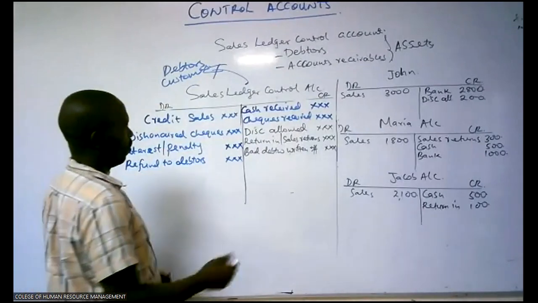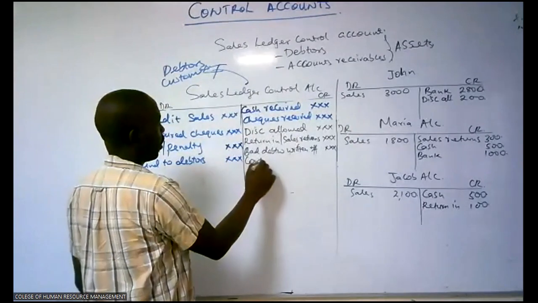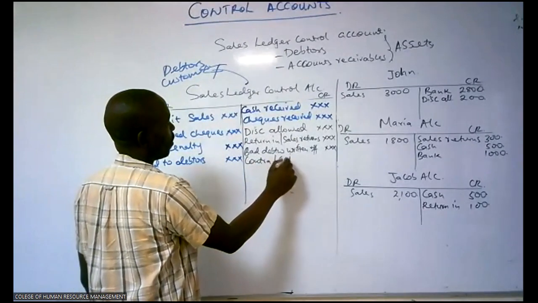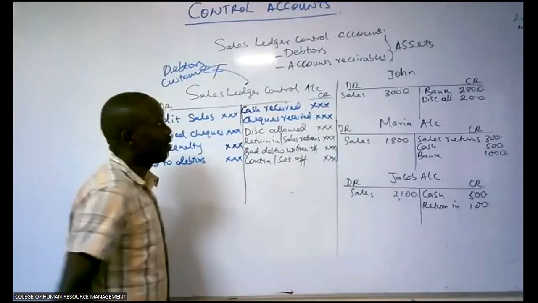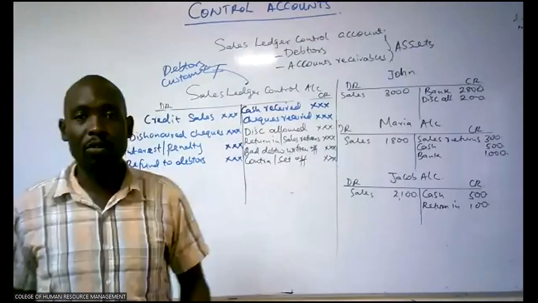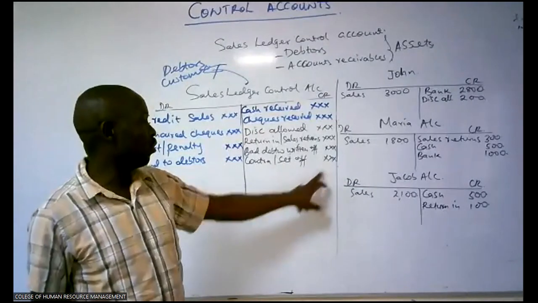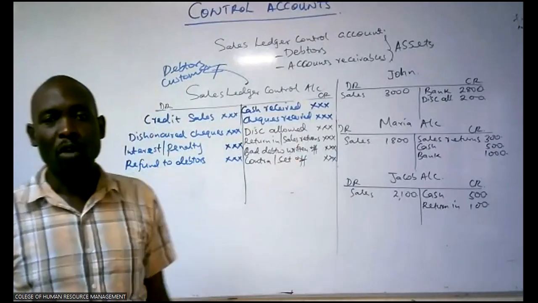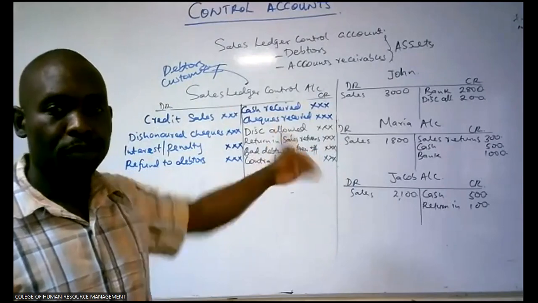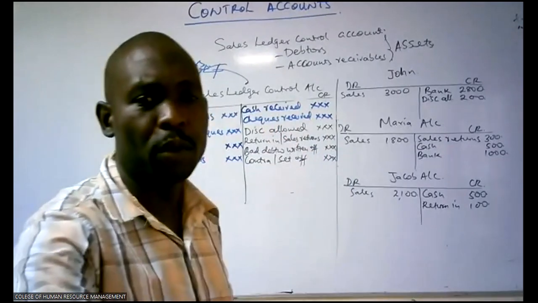We also have the contra, sometimes known as the settle. I'm going to explain that the moment I do the other control account so that you can relate. The contra or the settle also reduces the amount of the debtor's balance. So those ones are going to be credited.